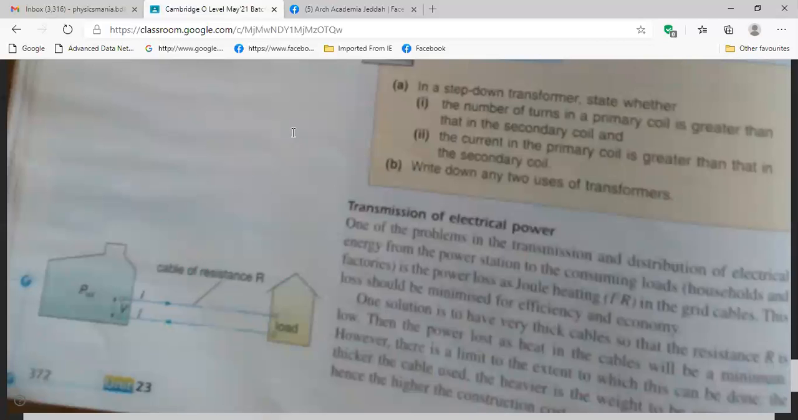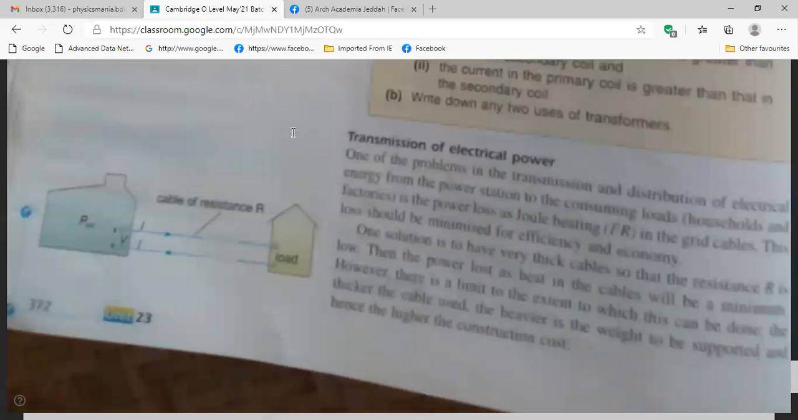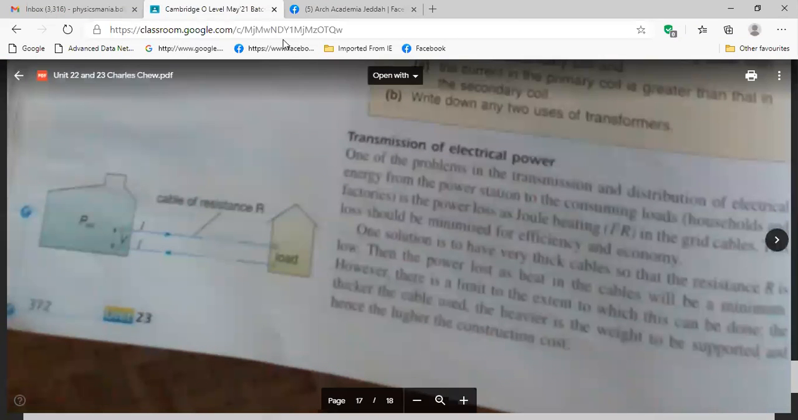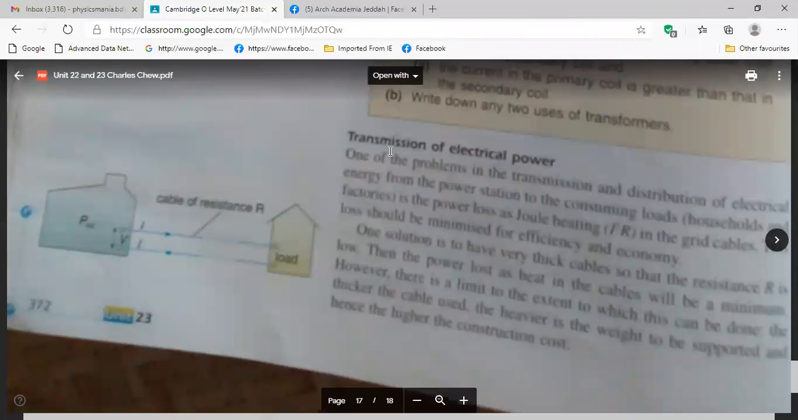Yes, sir. Okay, so look here, we have transmission of electrical power, right? You wrote, right? Transmission of electricity in grid lines. Have you written? Yes, sir. Okay, so you read this. Read this part. What is written here?